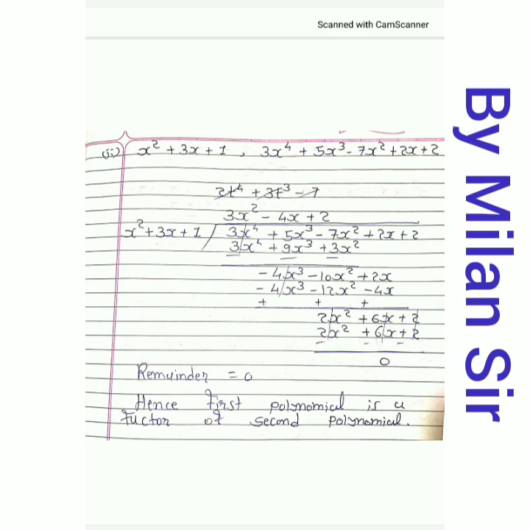Then change the sign, plus is converted in minus, plus is converted in minus, plus is converted in minus. Plus 2x square minus 2x square cancel, plus 6x minus 6x cancel, plus 2 minus 2 cancel. So finally we get remainder 0, right? Our remainder is 0. That's why we can write as our first polynomial is factor of second polynomial.